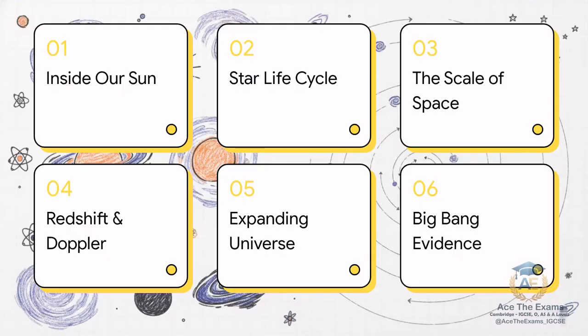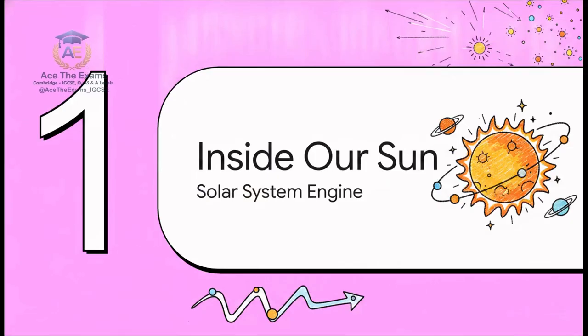Here's our strategic roadmap for today's mission. 1. Inside our sun. 2. The star life cycle. 3. The scale of space. 4. Redshift and Doppler effect. 5. The expanding universe. And finally 6. Evidence for the Big Bang. We are going to break down the exact physics you need for each, along with the specific command words Cambridge uses to test them. All right, moving into Section 1, Inside Our Sun, the engine of the solar system.